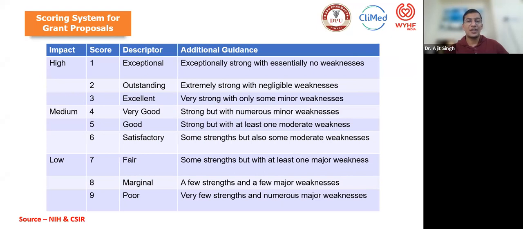The second is outstanding. Extremely strong proposal with negligible weaknesses. Then the excellent, very strong proposal with only some minor weaknesses, only a few minor weaknesses. Then it comes to the medium impact. In medium impact, very good proposal. So very good proposal is not the top proposal. Understand? Before the very good proposal also, there are excellent, outstanding, and exceptional.